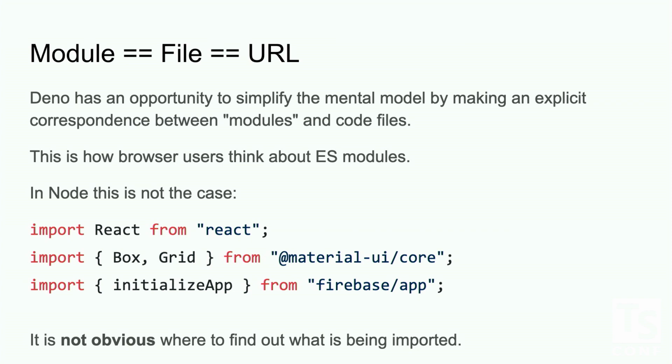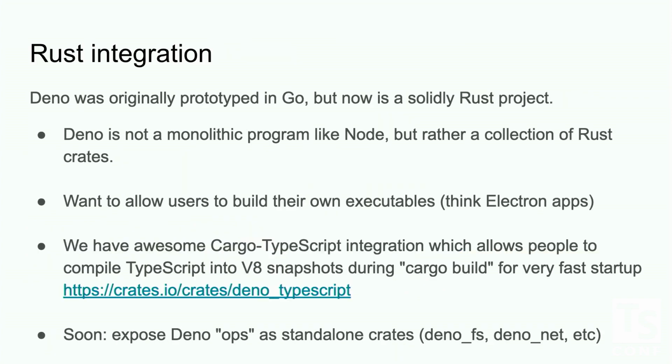So files are modules. And I think this simplifies the mental model for users. If we can always say that what is a module is a file. How do you reference it? You always give a relative URL or an absolute URL to it.